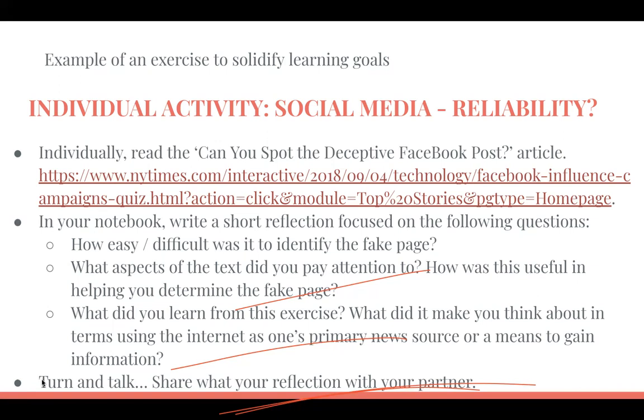And then at the end, I often say, turn and talk with your partner if you have a partner.